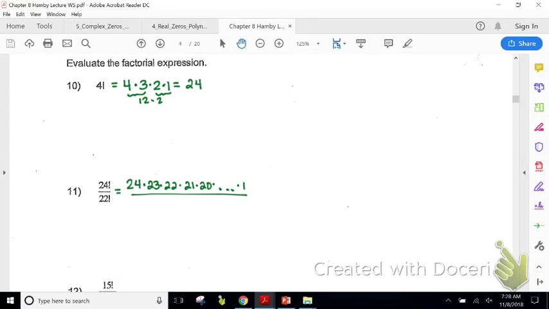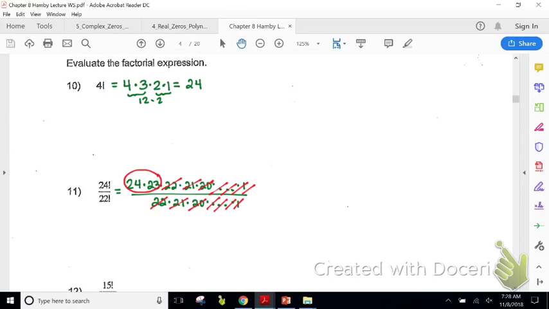Over 22 factorial, which would be 22 times 21 times 20 times every number down to 1, correct? Now notice, remember, if anything's the same when you're multiplying and dividing, if anything's the same on top and bottom, it'll cancel, won't it? So look, my 22s are going to cancel, my 21s are going to cancel, my 20s are going to cancel. Everything all the way down to 1 is going to cancel, isn't it? So therefore, my answer is just going to be these two over 1.